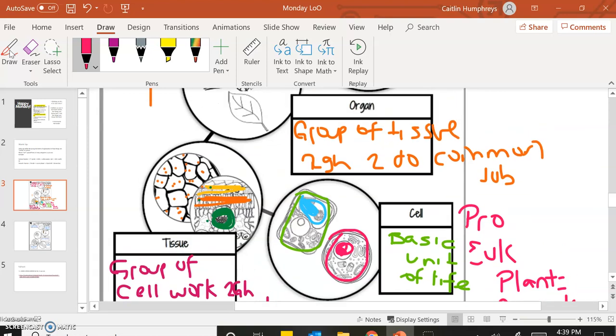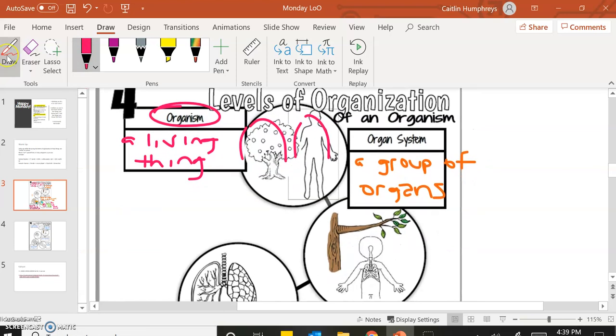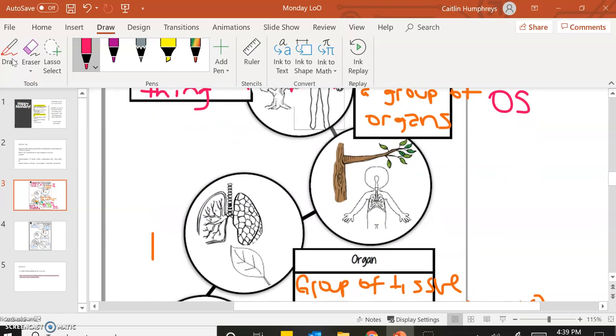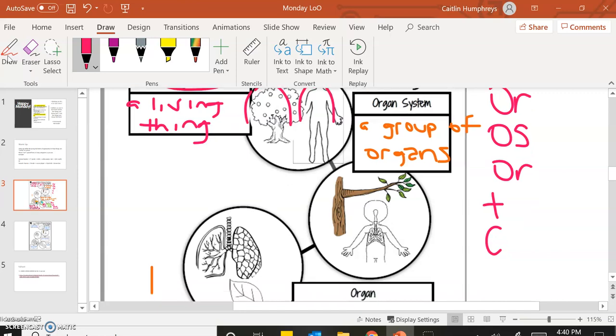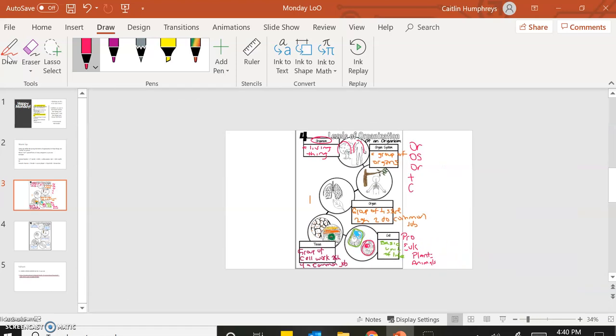So just remember: cell, tissue, organ, organ system, organism. There's not a nice acronym for this. Let's try it: O-R-O-S, organism, organ system, organ, tissue, and cells. That doesn't really help. Cell, tissue, organ, organ system, organism. Those are the levels of organization; there are only 5. And that is the end.